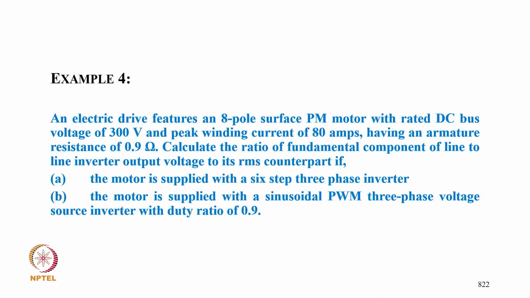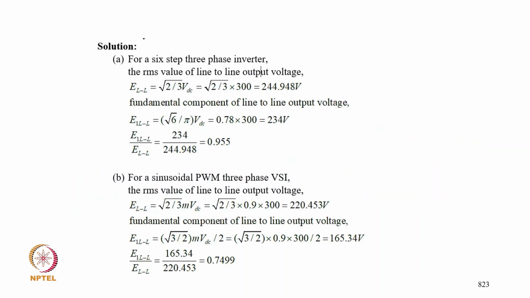If the motor is supplied with a 6-step 3-phase inverter, and if the motor is supplied with a sinusoidal pulse width modulated 3-phase inverter with a modulation index M of 0.9. Coming to the solution, with a 6-step 3-phase inverter, the RMS value of line to line voltage is equal to root 2 by 3 VDC, that comes to 244.948 volt.